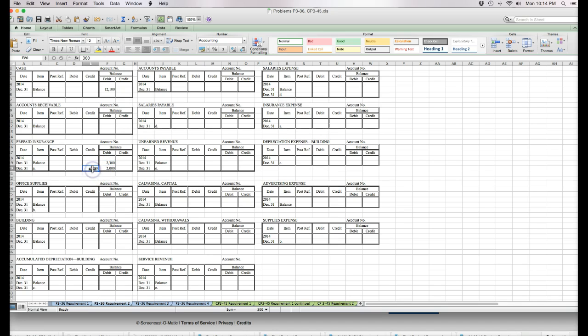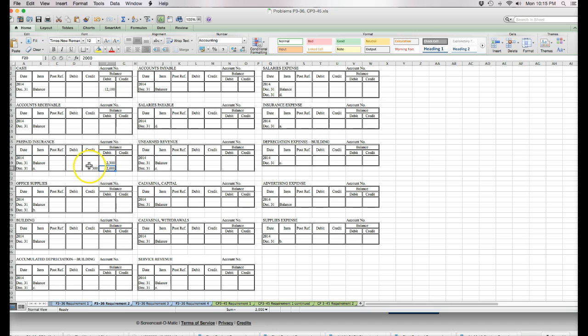Now, I'm making this number up, but let's say our adjusting entry was a $300 credit entry. So on the line for A, which is the adjusting entry, we would put the $300 credit. Since we had a $2,300 debit balance and now we have an adjusting entry that's a credit for $300, we have a final balance of $2,000 in that particular prepaid insurance account. So that's all you do.